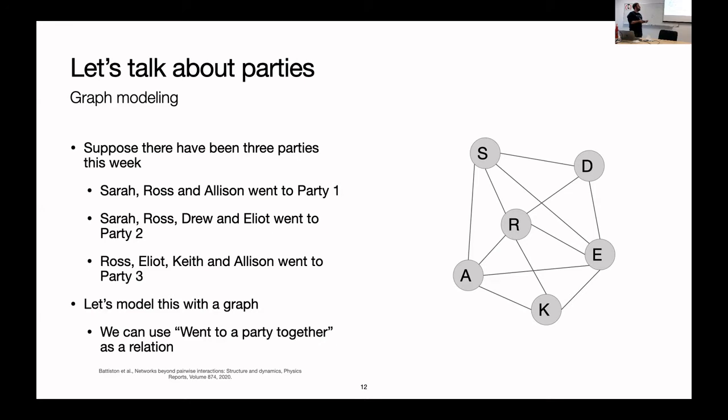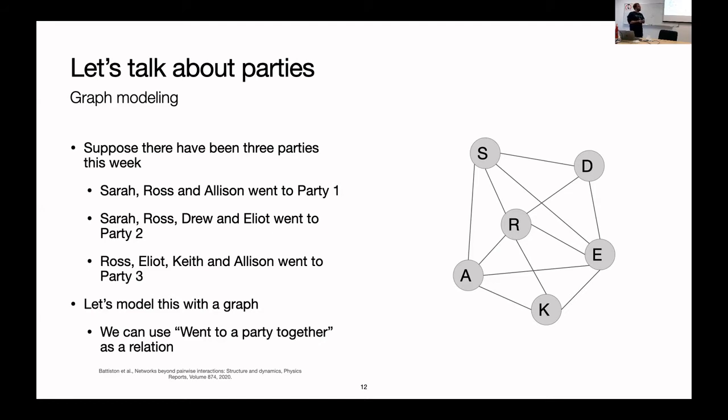We should find a relation to draw this graph, and we choose, let's say, the relation of going to a party together. By looking at the graph, we are able to understand that, for example, Sarah and Keith were never at the same party together. And we also know, for example, that Ross met a lot of people. But we are not really able to understand how many parties were organized that week.